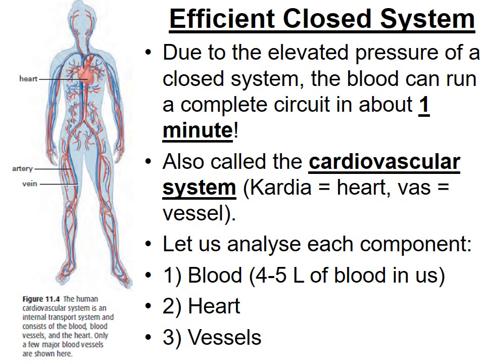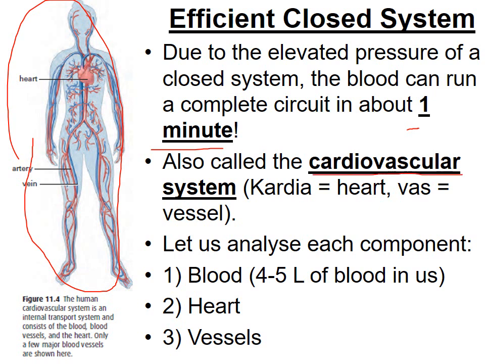So closed systems are very, very efficient. In a closed system, the blood can do a complete circuit, so go all the way around and back to where it started in about 1 minute. And we call our closed system the cardiovascular system, cardia for heart, and the vas means the vessel. So there are three main components that we're going to be studying in detail before we go into the flow of blood throughout the heart and the body. We're going to be studying the blood, the heart, and the different types of vessels. An interesting note is that in us, there's about 4 to 5 liters of blood in humans.